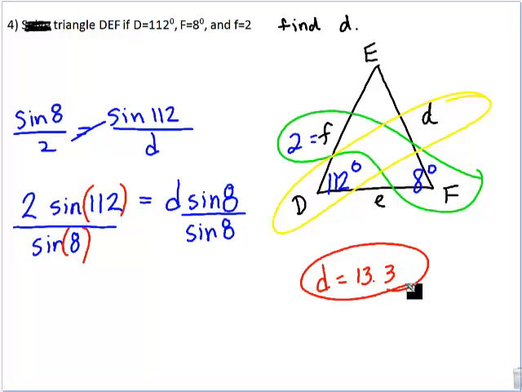We took 2 times the sine of 112. Are your parentheses closed? Divided by the sine of 8. I got 26 point. No, you did not. That's what I got. You press 2. Did you close your parentheses? What? I have to do everything backwards.